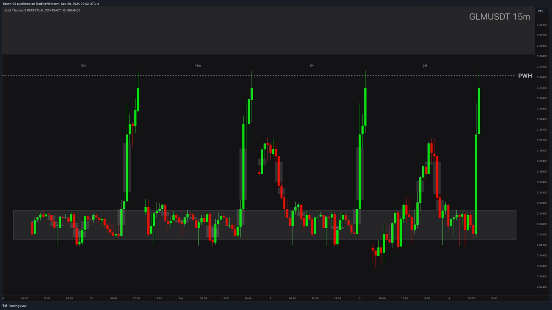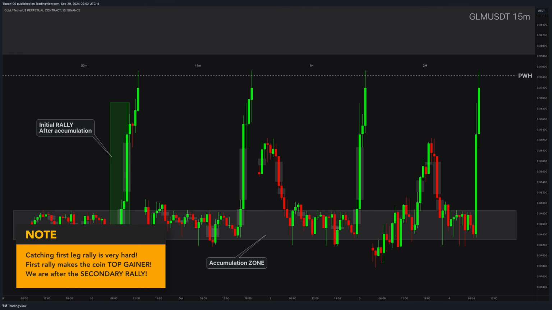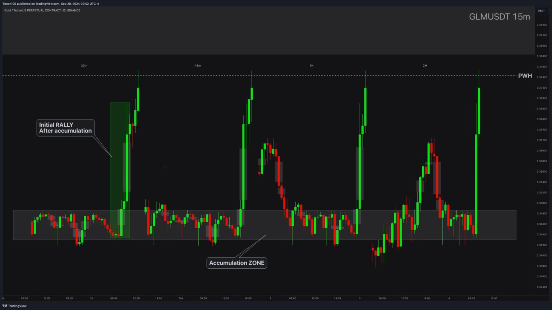First of all, notice this bottom area. Price was ranging for days and hours, basically accumulating the orders. Remember, after long accumulations, a rally is expected. This is our initial rally. We almost never trade initial rallies because we miss them most of the time. Generally, we sleep. But with our indicator, we are here to catch the secondary rally.